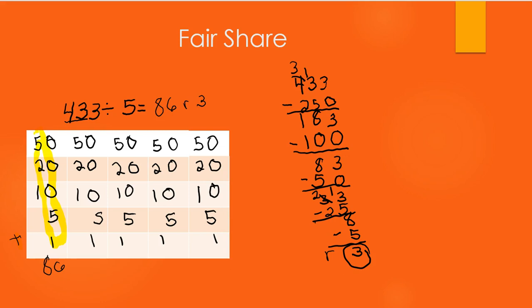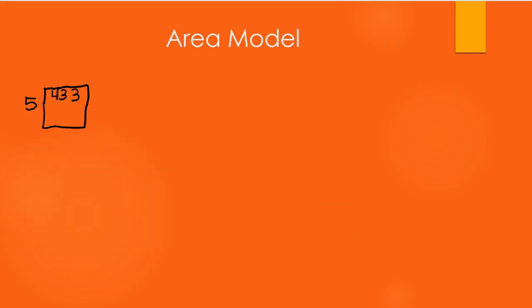So this does look like a lot of work, but what it's primarily showing is how division works. So another way to look at it is called the area model, where we break this up into parts. And it's similar to the fair share, but now we're going to put the 433 in this box, and we're going to put the 5 on the side. So we're getting more, so it looks more like division. So 5 can go into 433 because we're looking just at that 43, 5 times.